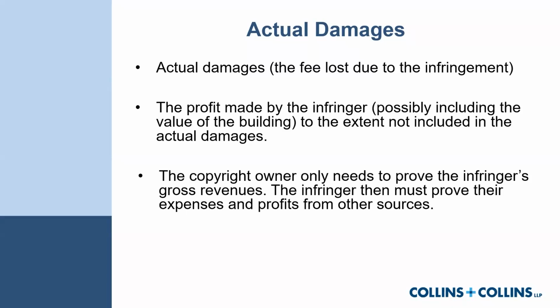The copyright owner needs to prove the infringer's gross revenues. The infringer must then prove their expenses and profits from other sources. But here we're talking about a different measurement of damages that could far exceed statutory damages. And these won't always be available to you if you did not register before the infringement. That's why registration is so important and something we want to stress.